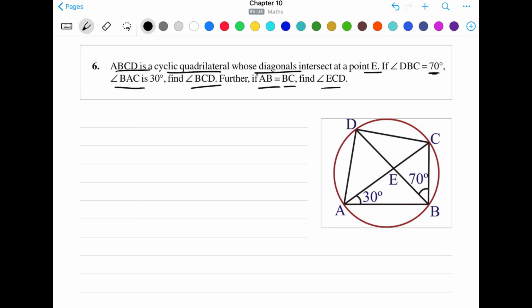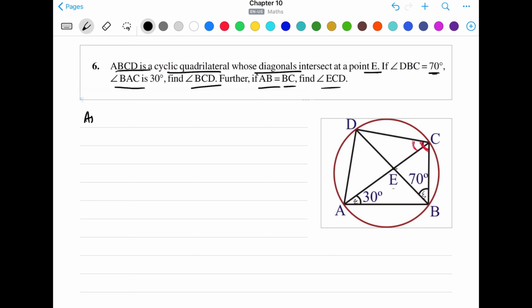So this is the figure of this question. We have the cyclic quadrilateral ABCD in which the two diagonals AC and BD are intersecting at point E, which is here, and we are given two angles: angle DBC is 70 degrees, which is here, and angle BAC is 30 degrees here. We have to find two angles. One is BCD, this complete angle, and angle ECD is this part of that angle.